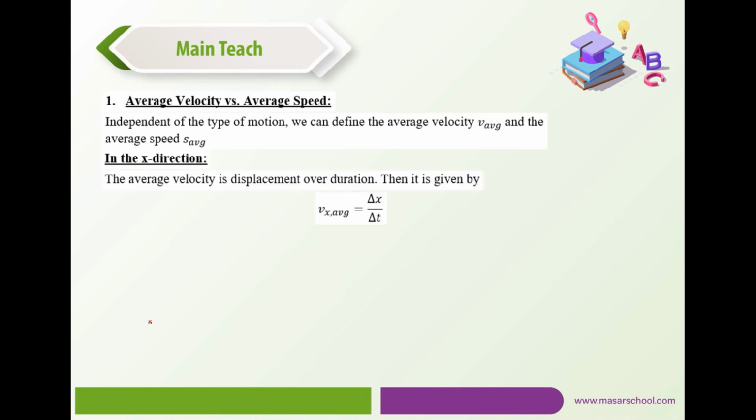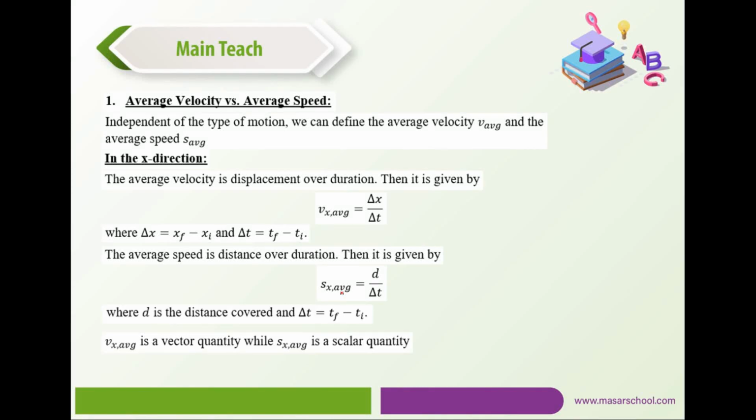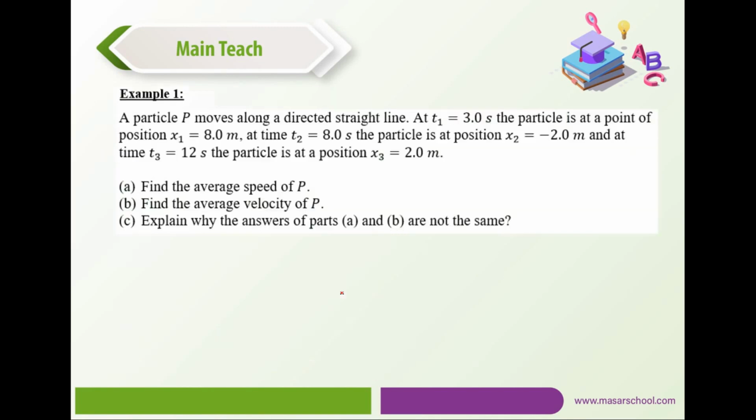For example, the average velocity is given by displacement over delta t, where delta x is the displacement, which is the final position minus the initial position, and delta t is t final minus t initial, known as the duration. The average speed, however, is distance over delta t, and we know the difference between d and delta x. Average velocity is a vector quantity, while average speed is a scalar one, and all SI quantities hold true, and similar definitions can be generalized in the y direction.